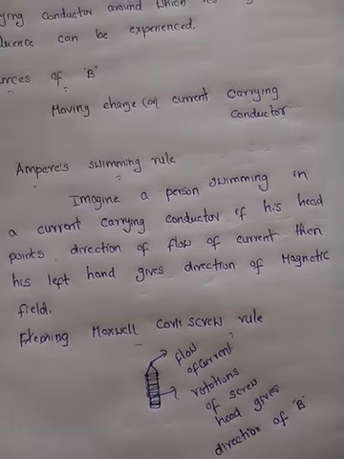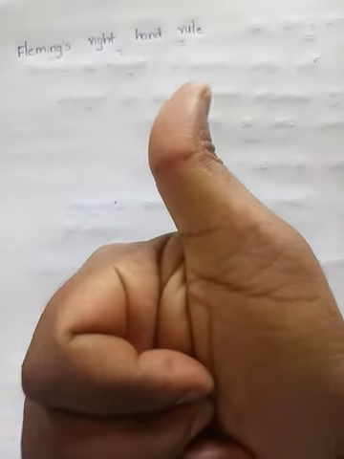Similarly, there is one more rule, that is called Fleming's right hand rule. What is Fleming's right hand rule? Simple. Take your right hand and hold like this, means like thumbs up. Okay. So like this.